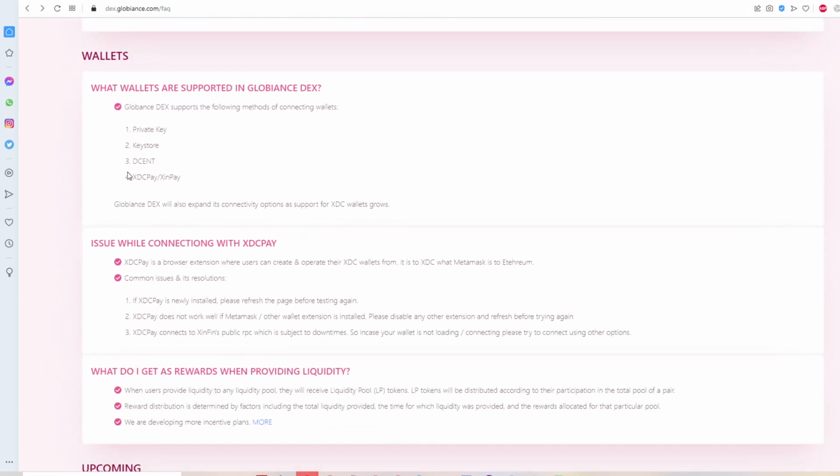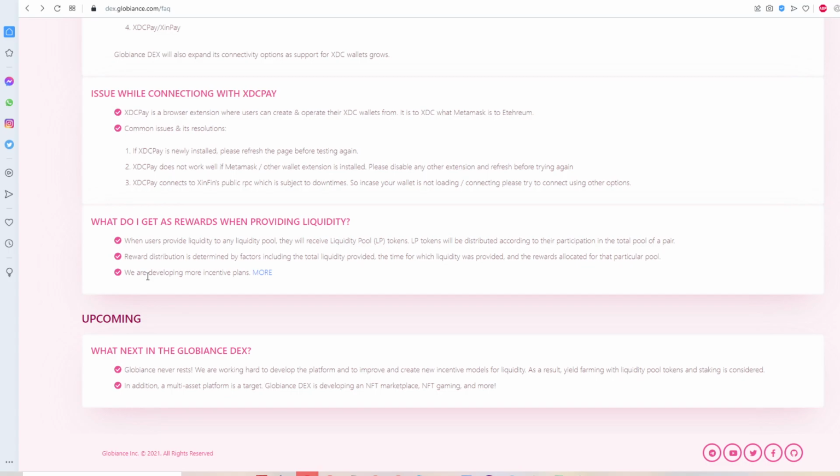Then wallets currently, like I said, XCC Pay, Xin Pay, Decent, or just with a private key store you can connect your wallet. Yeah, and that's in principle it.